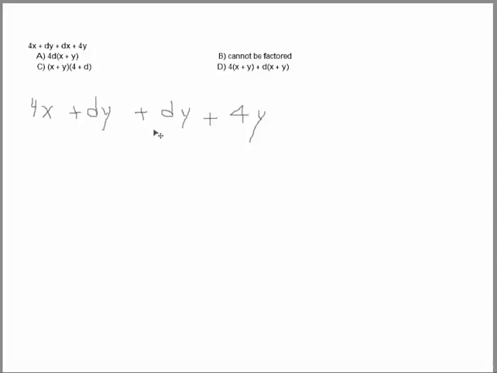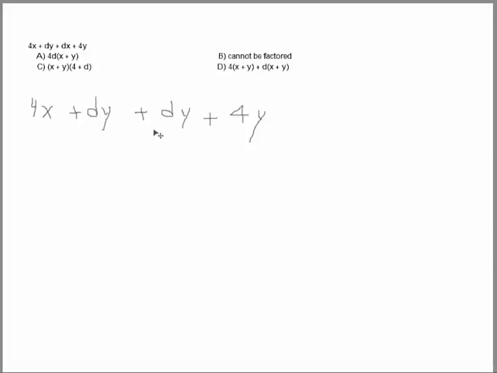You divide it, 4x plus dy plus 4y. You said divided? You have 4x plus dx plus dy plus 4y. You don't have anything in common among all of them, obviously, right?